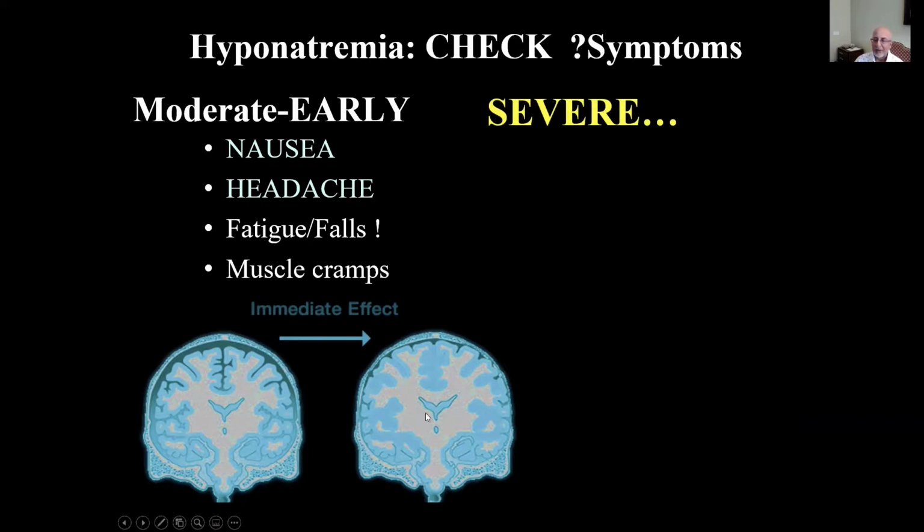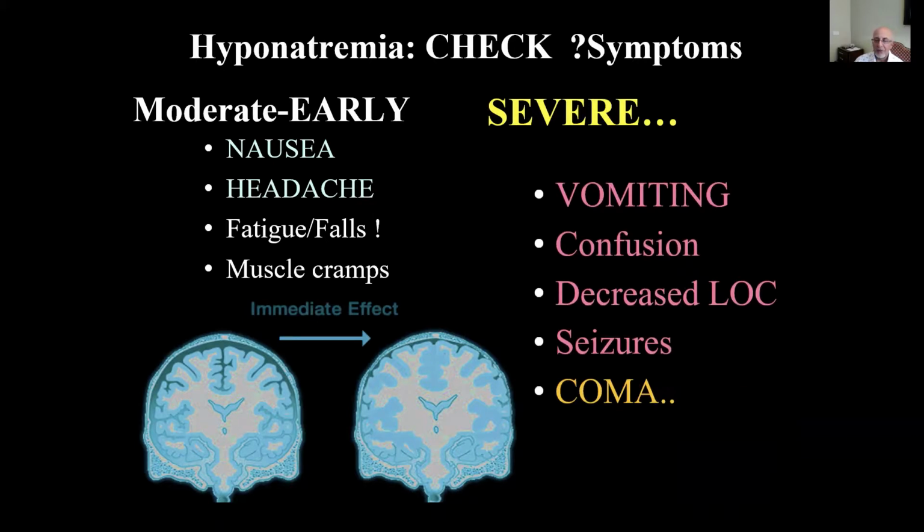You are not going to see the cerebral edema on the CAT scan, but the patient is starting to get cerebral edema from hyponatremia. As the hyponatremia progresses and the serum sodium falls below 120 or thereabouts, the patient will develop vomiting, confusion, decreased level of consciousness, and indeed progress to seizures or coma. And I have seen many patients with hyponatremia that will mimic a stroke syndrome with severe myopathy and inability to walk.